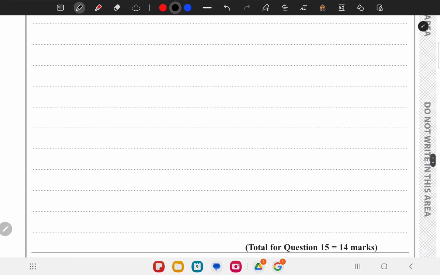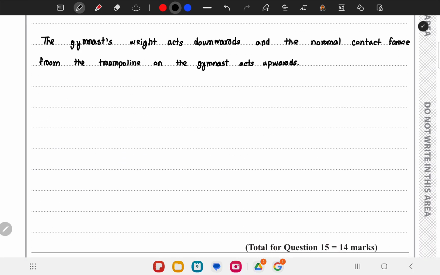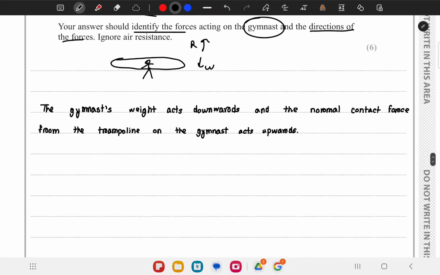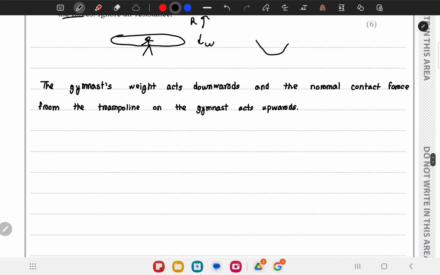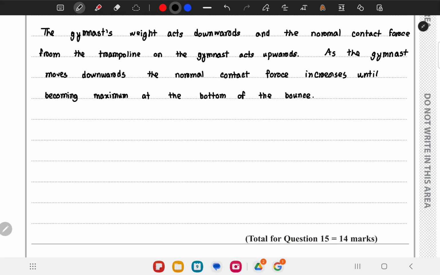So if I structure this, we begin by talking about the direction of the weight and the normal contact force. Then we move on to how the normal contact force changes when the gymnast is moving. So just after she lands, the initial contact force is almost zero, and then she begins falling through the trampoline, causing the normal contact force to increase until its maximum at the bottom. So when the trampoline is like this at its minimum, this is when the normal contact force on the gymnast is maximum. We talk about that as well.